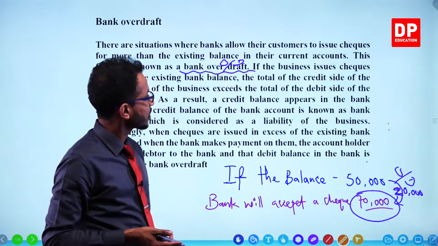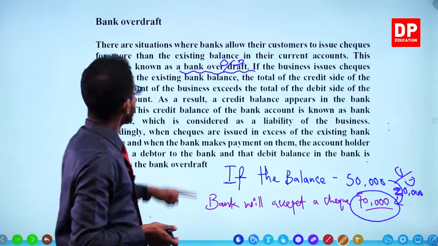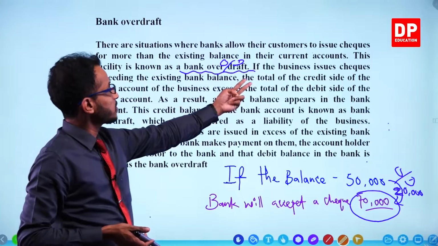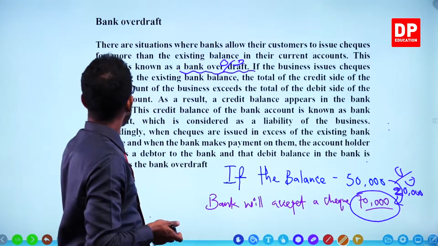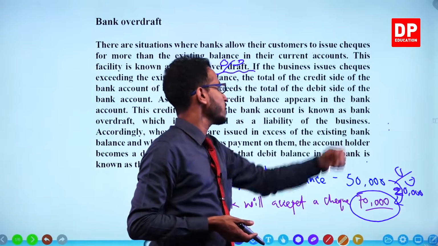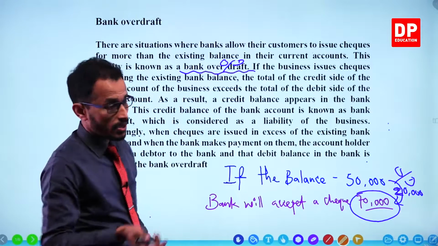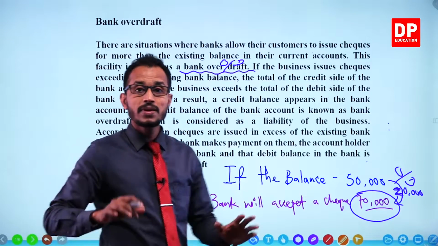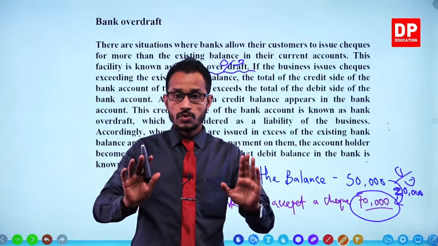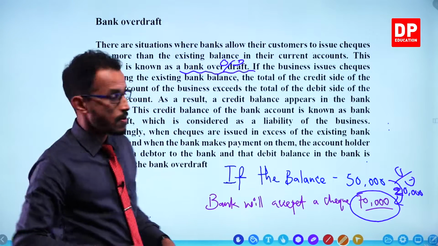OD. If the business issues checks exceeding the existing bank balance, the total of the credit side of the bank account of the business exceeds the total of the debit side. Okay, now we are down to the bank account. From the business point of view, how are these ODs treated?